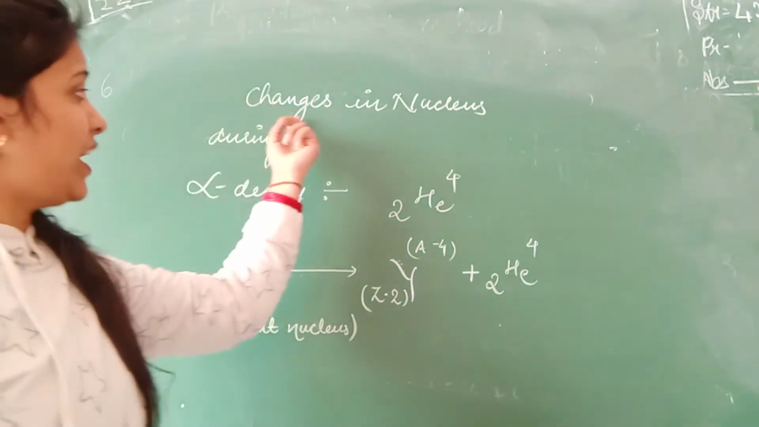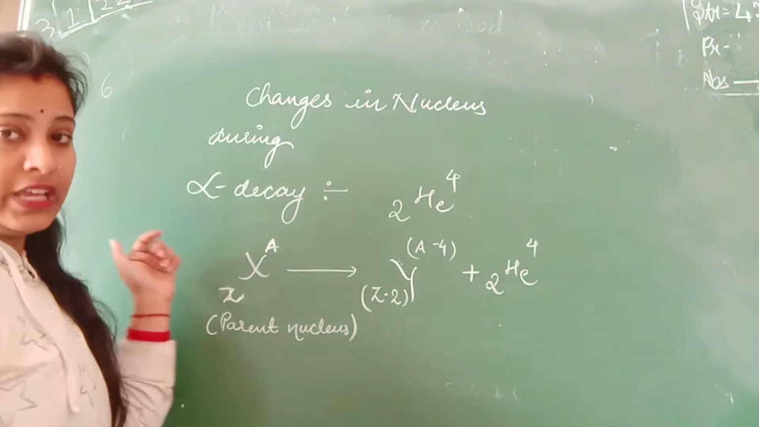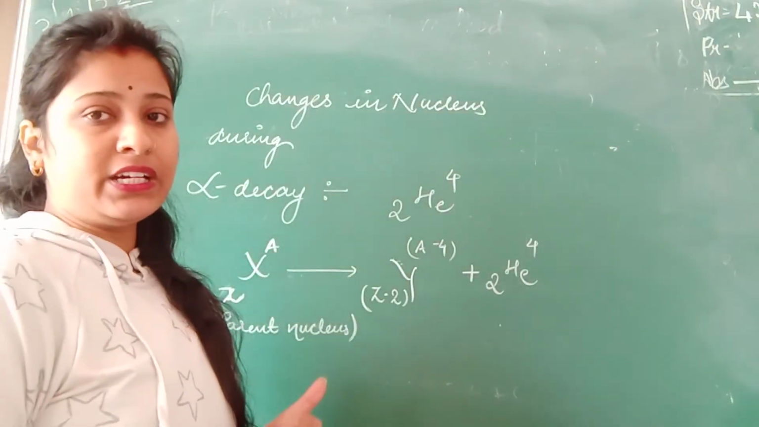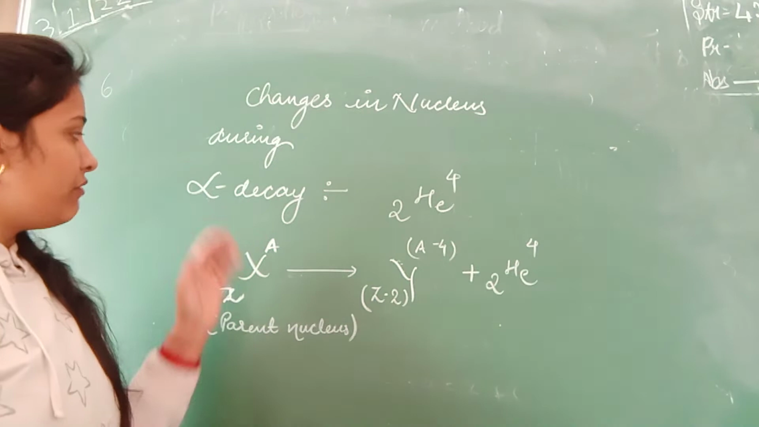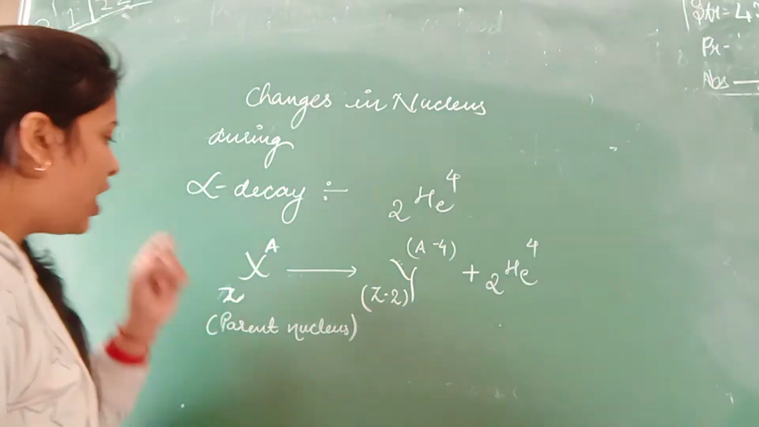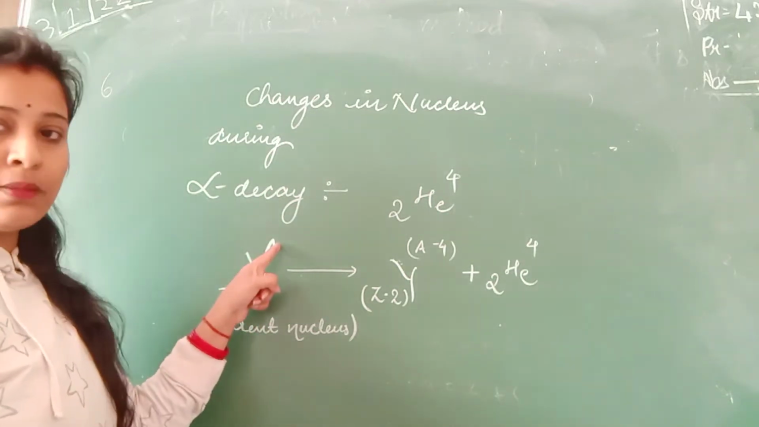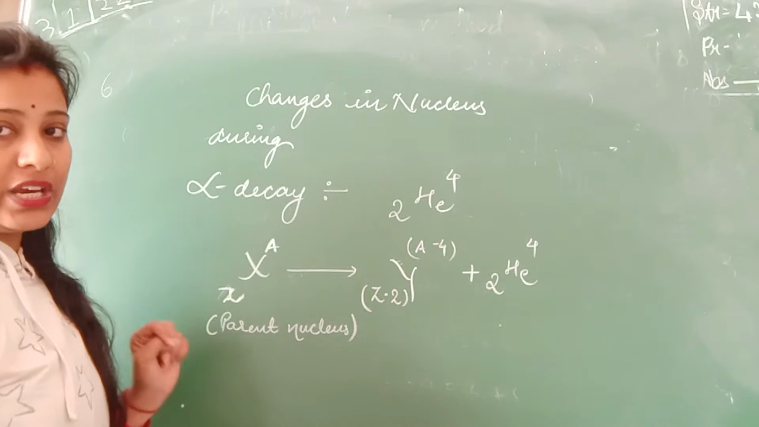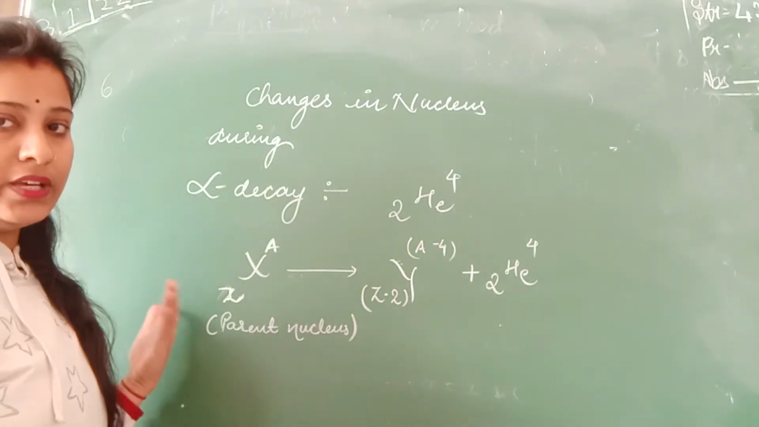So the topic is changes in the nucleus during decay. First is alpha decay. First we consider the nucleus emitting alpha decay. What will be the change? We know that alpha means 2He4. This is the representation of alpha. Now we have a parent nucleus. X is the element with mass number A and atomic number Z. So this is the parent atomic number and parent mass number of the parent nucleus.